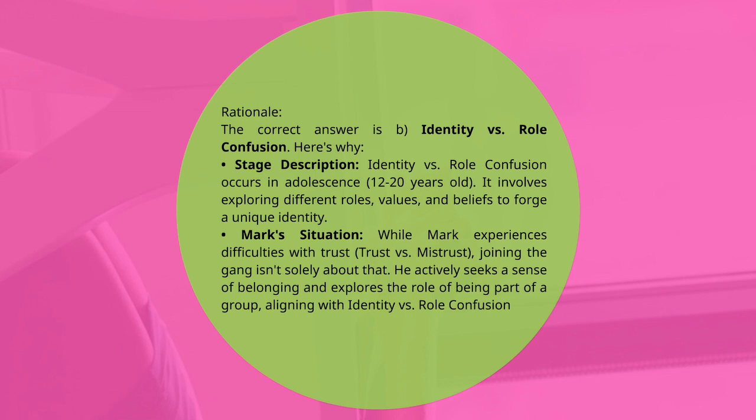So back to the rationale here. While Mark experienced difficulties with trust versus mistrust, joining the gang isn't solely about that. He actively seeks a sense of belonging and explores the role of being part of a group, right? Aligning with identity versus role confusion. And again, another way that you could qualify this question is by applying the age group. He's 15, identity versus role confusion, 12 to 20 years old.